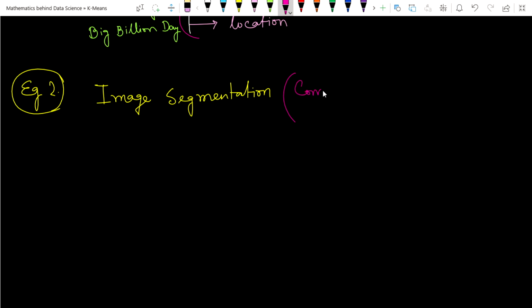So image segmentation is mainly used in computer vision, and mainly in the image processing area. These things are mainly applicable in this area.